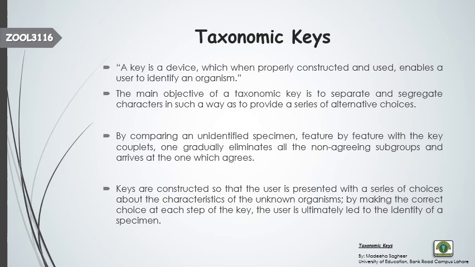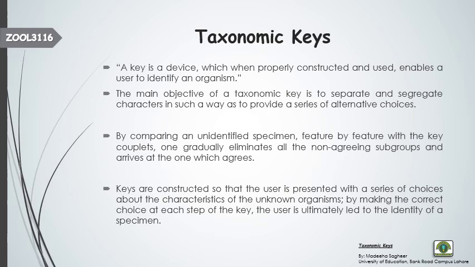The goal of constructing a key is to have the separate characteristics, so we get the segregated characteristics of a particular choice, right? Suppose I have a specimen, in the key I should have the alternative choices, right? The insect head has two horns. One choice would be this, another choice would be the insect has one horn. So this is what is important in constructing the taxonomic key.